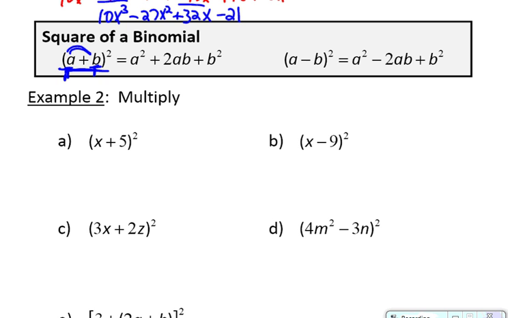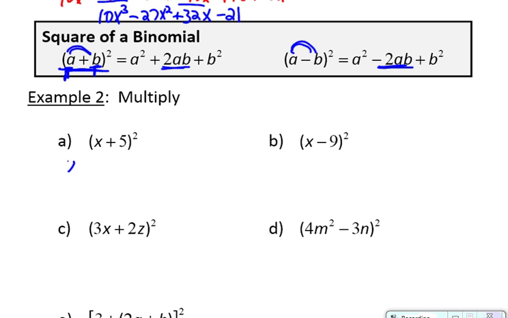So ab plus ab gives you 2ab. And then the same thing is true with a minus, except you're going to have a negative ab and a negative ab, which is going to give you a negative 2ab. So let's try using that method on each of these problems. So I have x plus 5 squared.